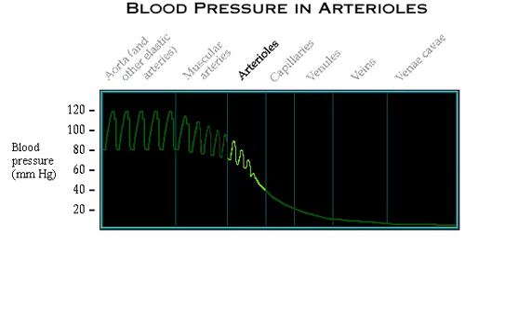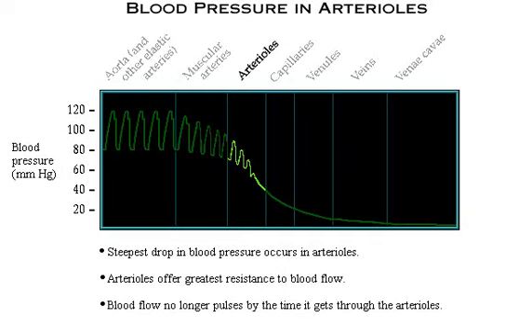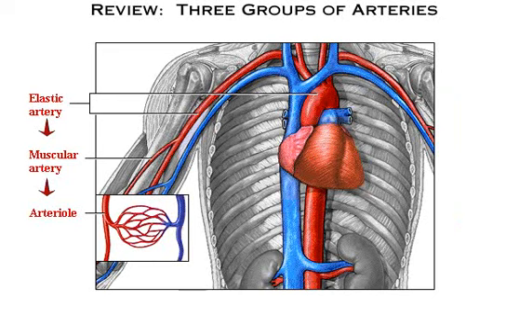In the graph of blood pressure throughout the circulation, note that the steepest drop in blood pressure occurs in the arterioles, which offer the greatest resistance to blood flow. Note also that blood flow no longer pulses by the time it goes through the arterioles. In terms of relative size and function, arteries can be divided into three groups.